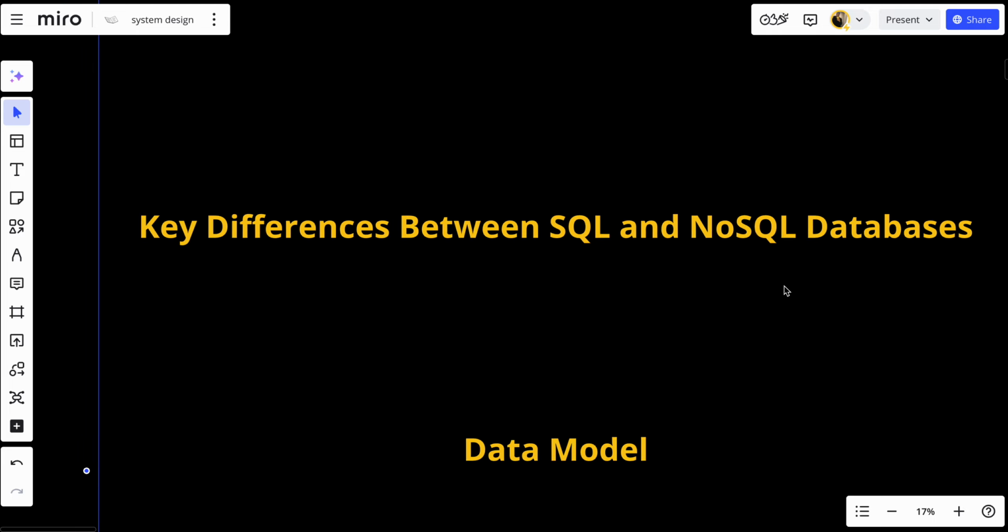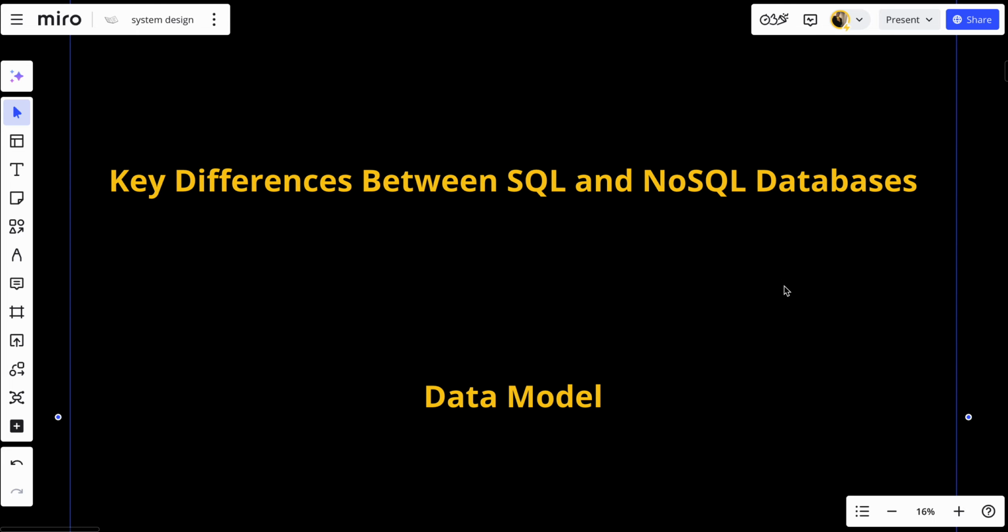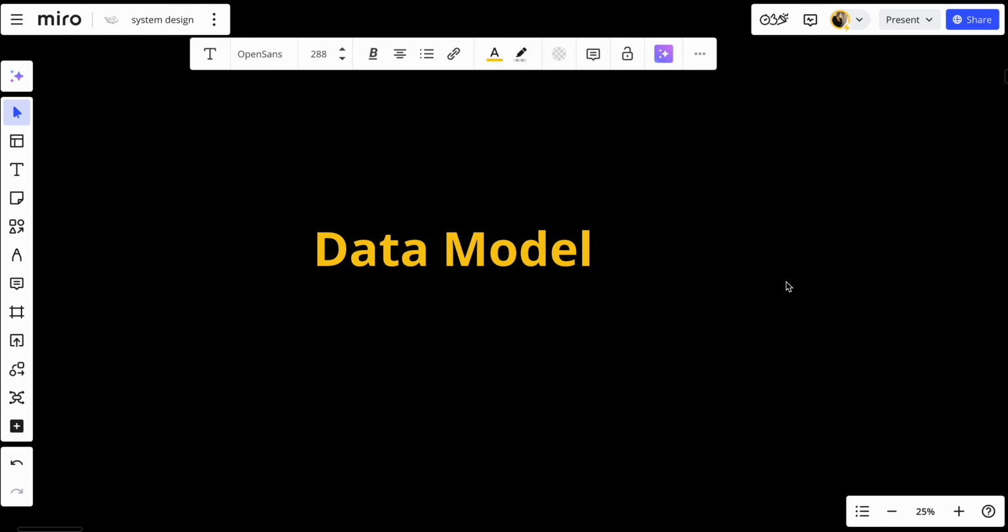Let's talk about the key differences between SQL and NoSQL databases, and let's start with the data model. SQL databases have a structured data model with fixed schemas and relationships enforced between tables. NoSQL databases have a flexible data model which allows for unstructured data and schemaless design.